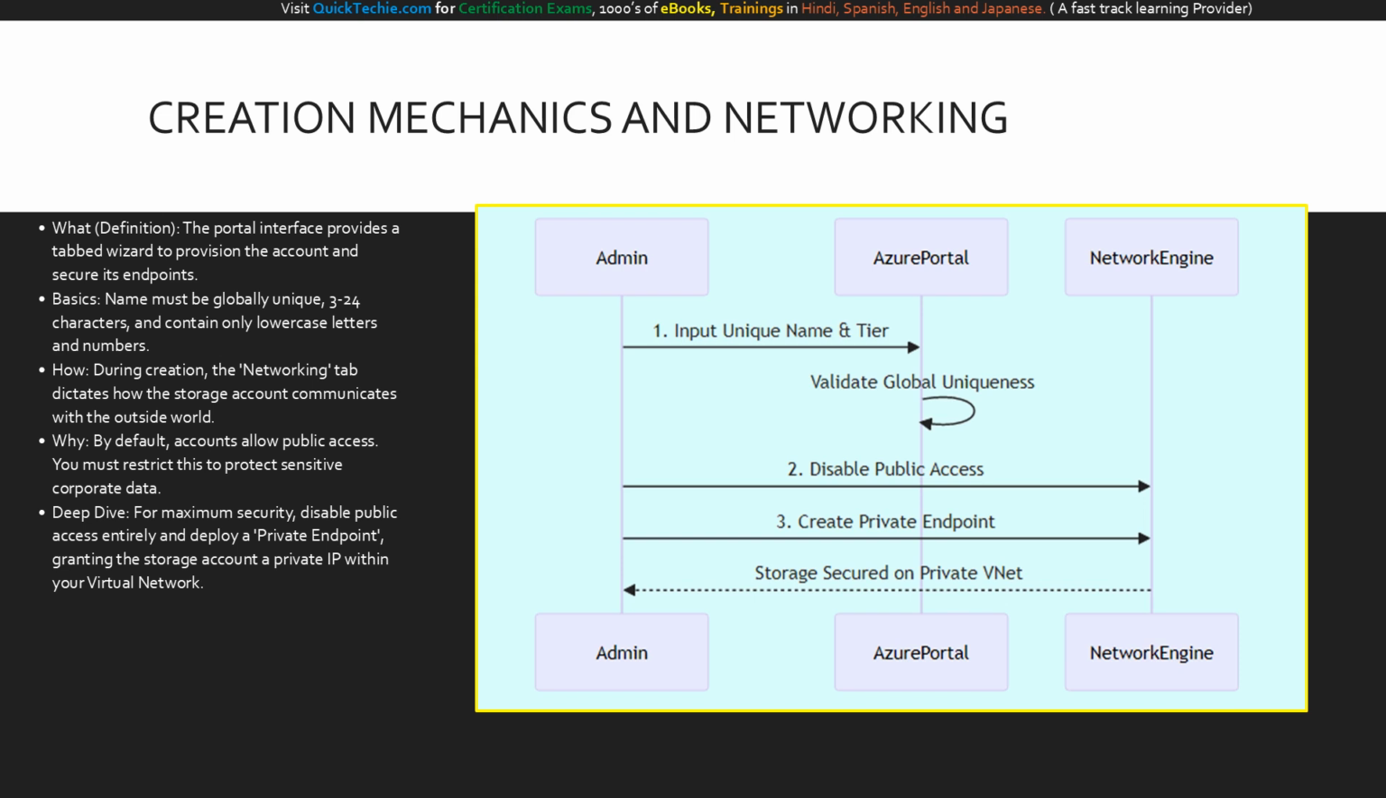This sequence diagram maps out a secure creation workflow. First, the admin inputs the globally unique name and selects the performance tier in the Azure portal. The portal immediately validates if that name is truly unique across the globe. Once validated, the admin instructs the network engine to disable all public access. The admin then creates a private endpoint. Finally, the network engine confirms that the storage account is now fully secured and only accessible from within the organization's private virtual network. This is the gold standard for deployment.